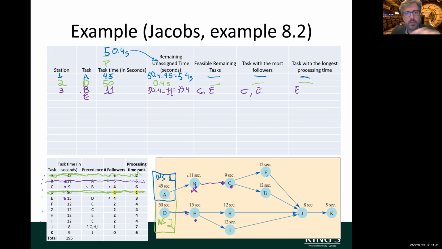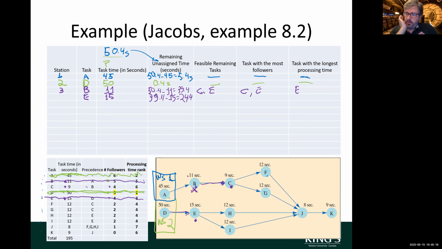So what do we know about E? E is 15 seconds. Okay, so I'm going to subtract from those 39.4 minus 15. So what I have left right now is 24.4 seconds. Okay. And this guy is gone.